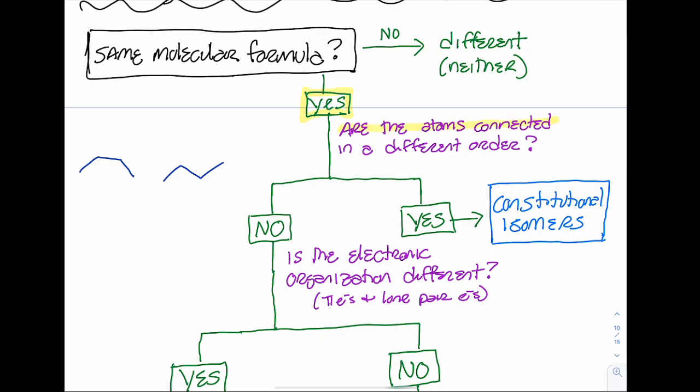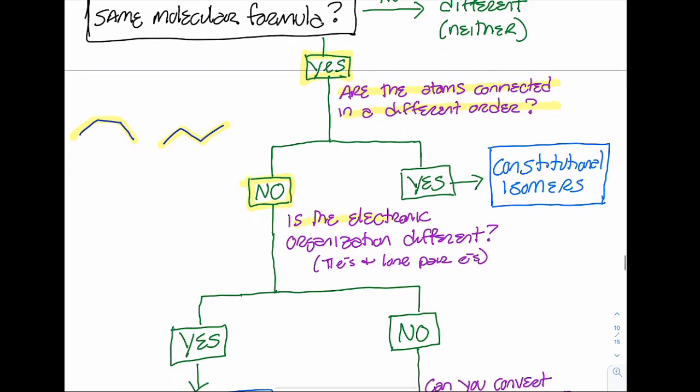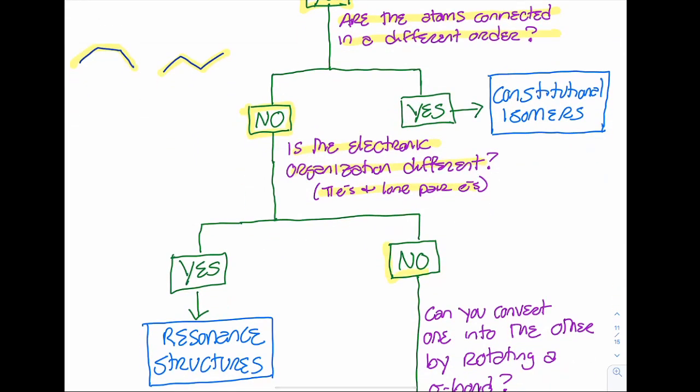Next, we'll ask ourselves this question. Are the atoms connected in a different order? If I look at this, I have a chain of 4 carbons. Here I have a chain of 4 carbons. So are they connected in a different order? No, they're both chains of 4 carbons. So then our next question, is the electronic organization different? Are my pi electrons and lone pair electrons different? I don't even have that, so no. This one wouldn't have resonance. If you're looking for a resonance source, I don't have one.